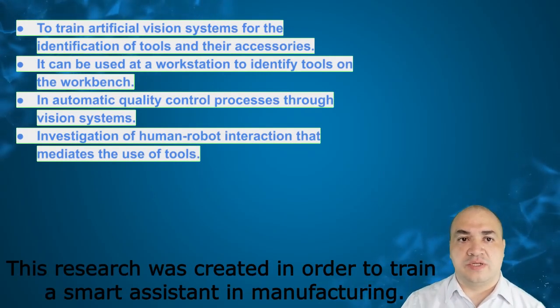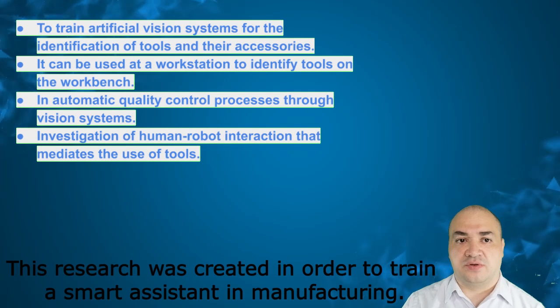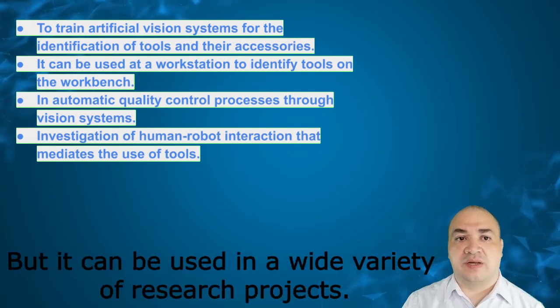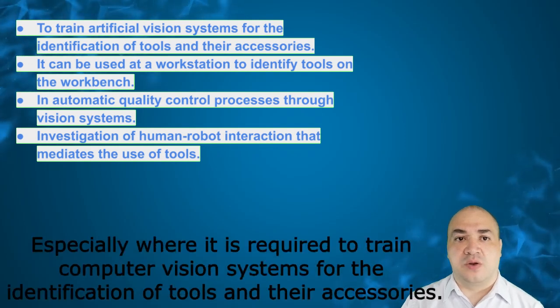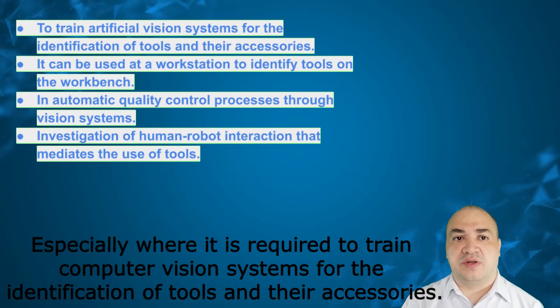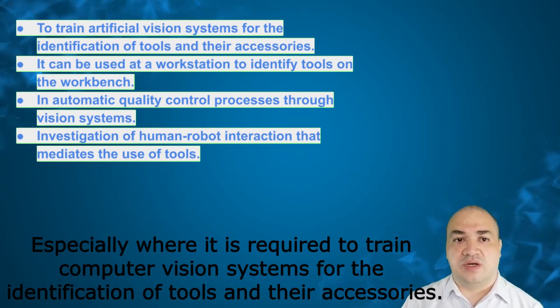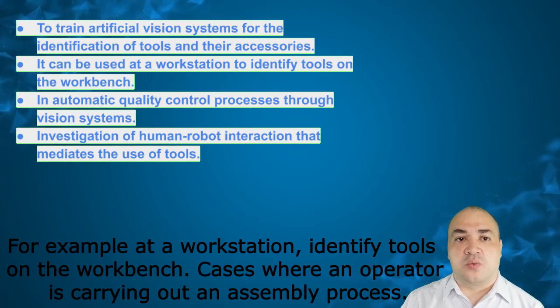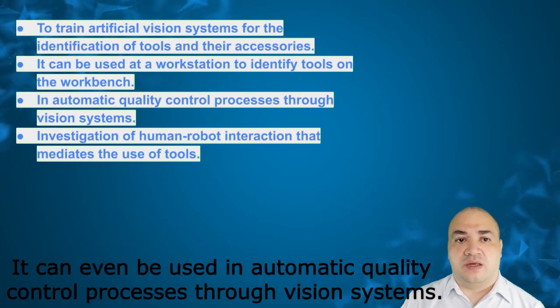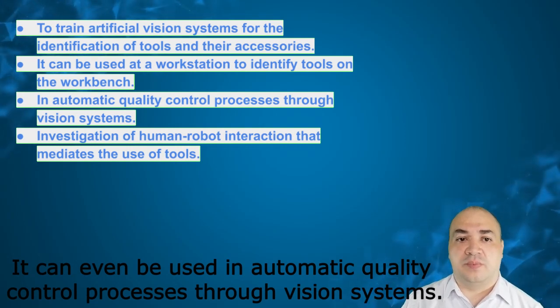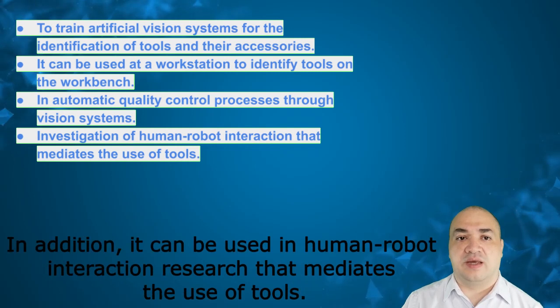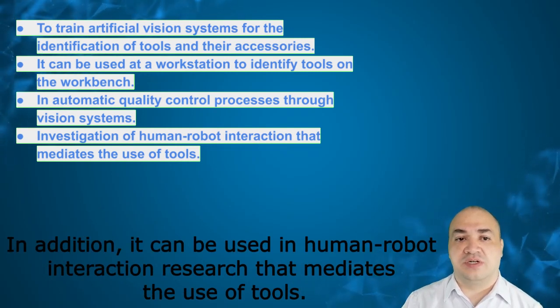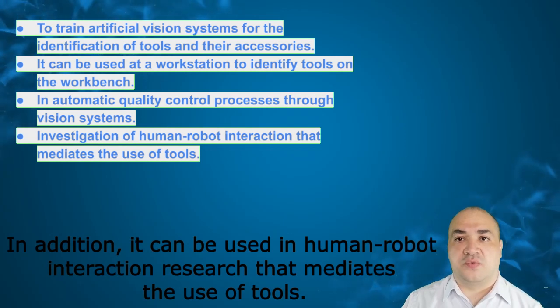This research was created in order to train a smart assistant in manufacturing, but it can be used in a wide variety of research projects, especially where it is required to train computer vision systems for identification of tools and their accessories. For example, at the workstation, identifying tools on the workbench, or cases where an operator is carrying out an assembly process. It can be used in automatic quality control processes through computer vision. In addition, it can be used in human-robot interaction research that involves the use of the tools.